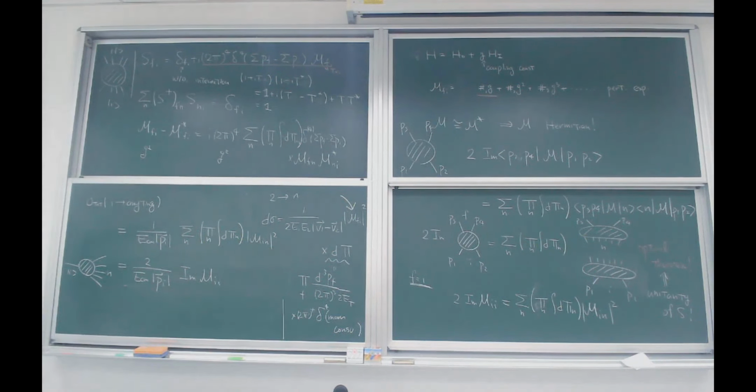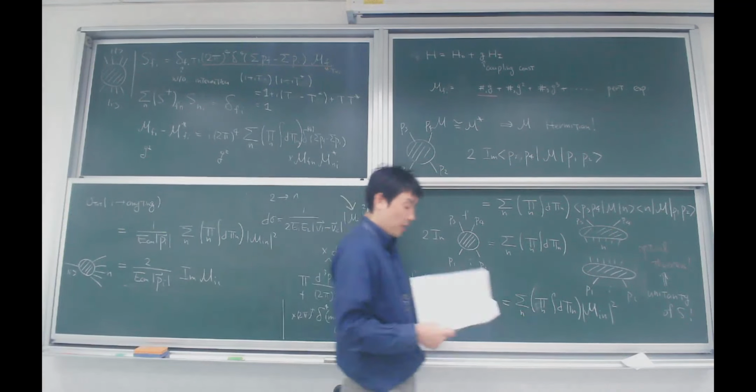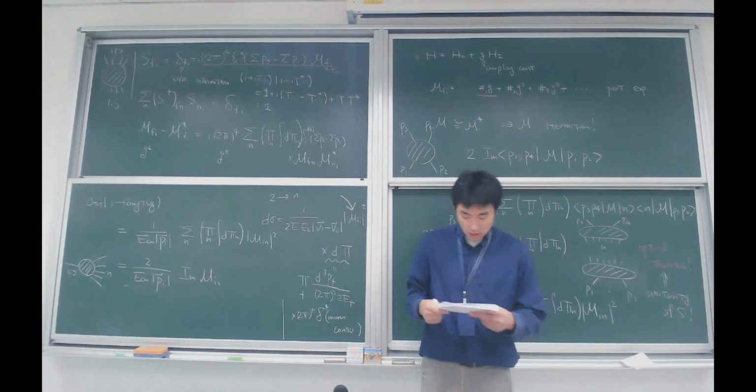I don't think I have time to talk about the analyticity and causality of the S matrix. So I will skip it. I made a brief comment in the lecture notes, but I don't think it's illuminating to go into the detail. So this is unitarity. The consequence of unitarity of the S matrix is the optical theorem.